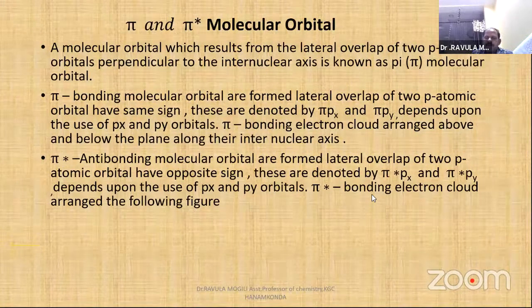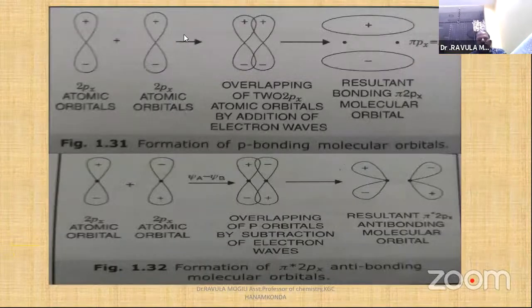So different type of approach. Pi star. You see here plus lobes, so they are sigma bonding. Minus lobes. So these orbitals have partial overlap, perpendicular to the internuclear axis. So this is called pi bonding. But here this is plus sign, this is minus sign.